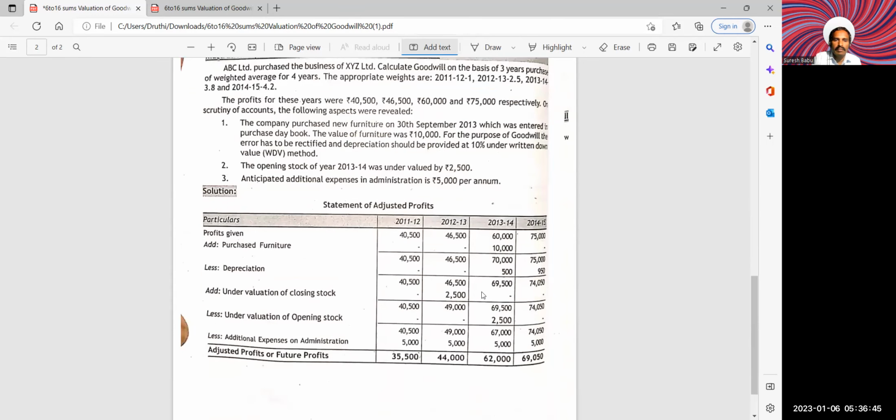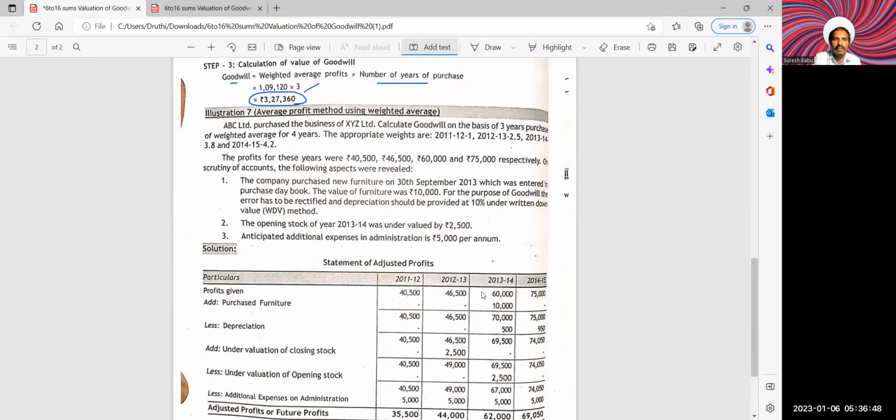Then the seventh one, we'll finish this as well. So what is this? Average profit method using weighted average. ABC Limited purchased the business of XYZ. Calculate goodwill on the basis of 3 years purchase of the weighted average profits of 4 years. The appropriate weights. Earlier they said 1, 2, 3, 4. Now, first year 1, second year 2.5, third year 3.8, fourth year 4.2.